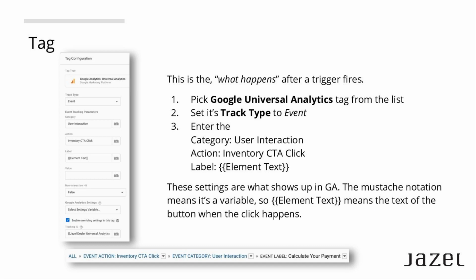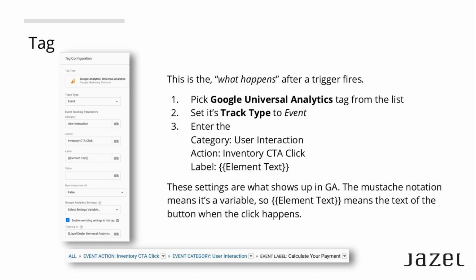Next is the tag. The tag is the what happens when the trigger fires. So for this one, we pick a Google Universal Analytics tag from the list. It's a template that gives us this neat little form to fill out for just the things that we need. You set its track type to event. This is versus a page view. And if you're familiar with analytics out of the box, everything works off of a page view. And this is why events are important, because we can then measure things after that page view or page load happens. So there are some things that we need to put in here to categorize it.